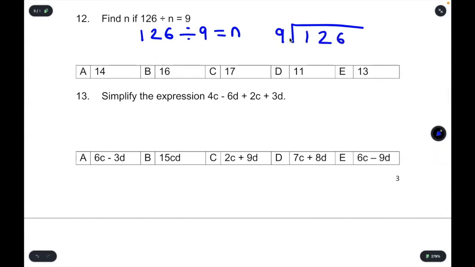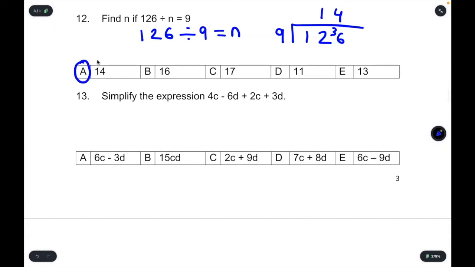How many times does 9 go into 1? It doesn't. How many times does 9 go into 12? Once, with an extra 3 left over. 9 times 4 makes 36 nicely, no remainder. Therefore, the answer is A, 14.